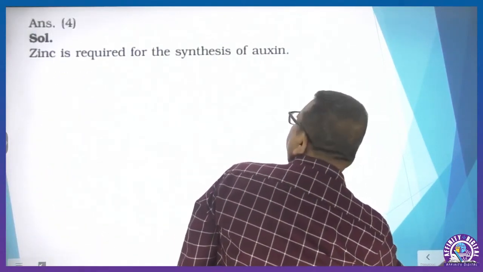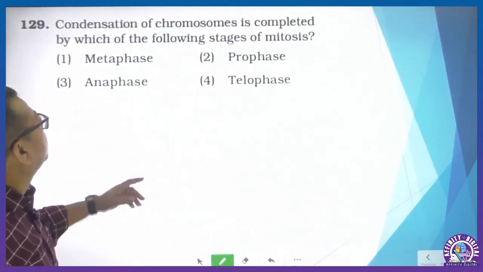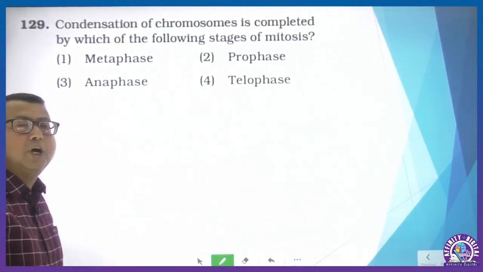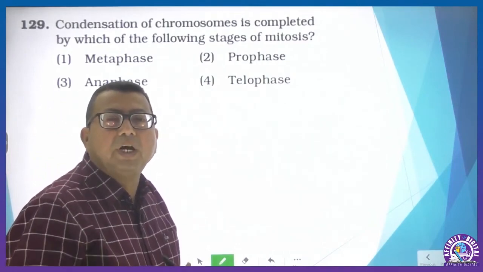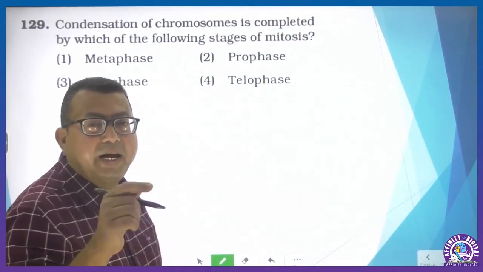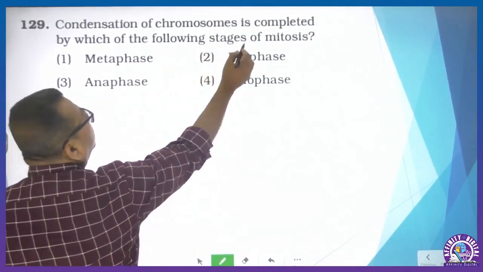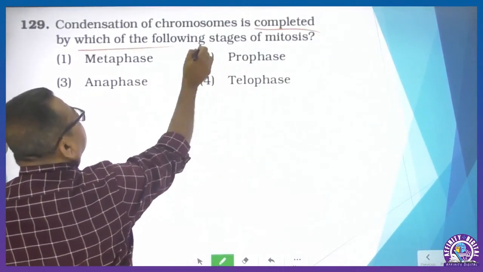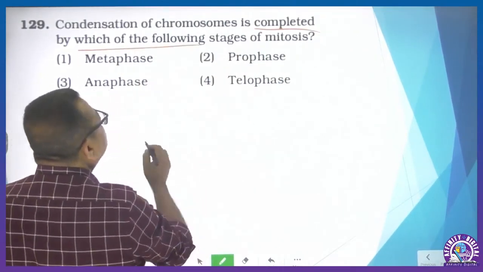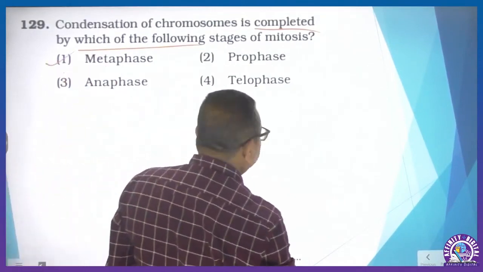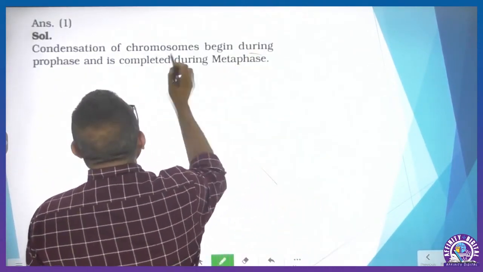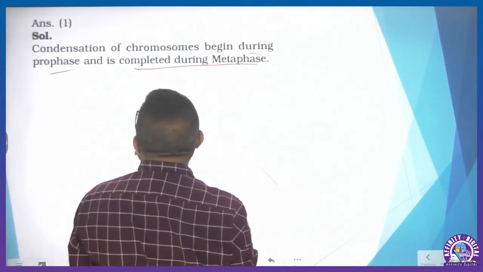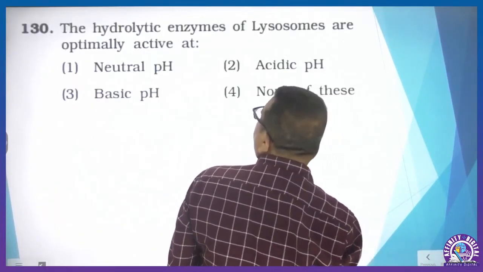Next question is, condensation of chromosome is completed by which one of the following? See, condensation of the chromosomal material is initiated at prophase and continues throughout prophase and ends at metaphase. So it is given completed, completed by which of the following stages? So the answer will be metaphase. So option number 1. Condensation of chromosome begins during prophase and is completed by metaphase. Option number 1.